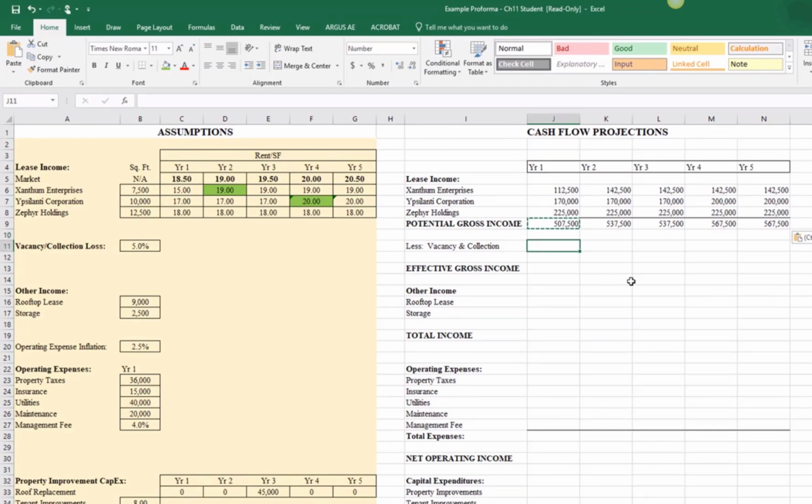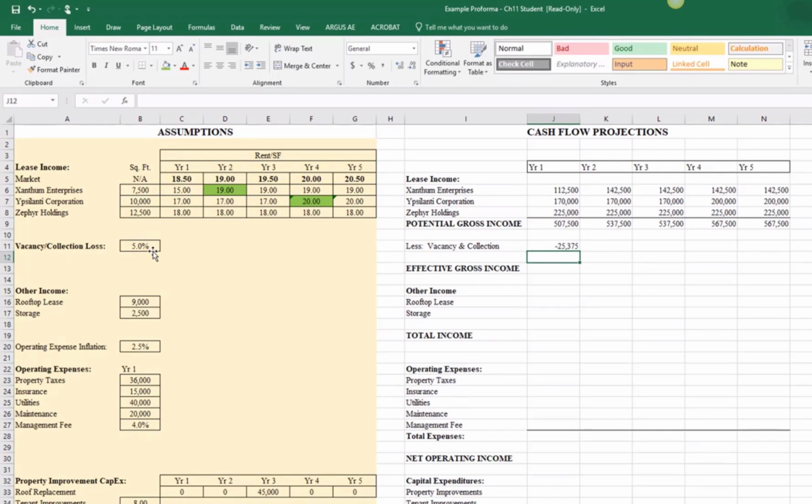Okay, now we're told that the vacancy and collection loss is going to be 5%. So what I'm going to do is just take a negative, refer to that cell. I'm going to hit F4 to lock it because that's absolute all the way across the board. And then I'm going to multiply it times the potential gross income.